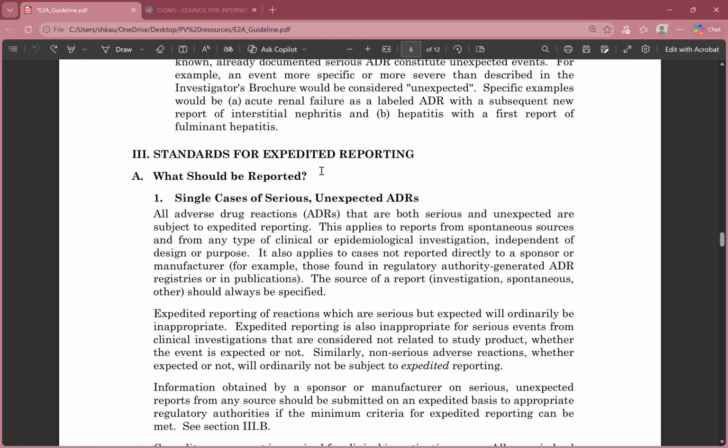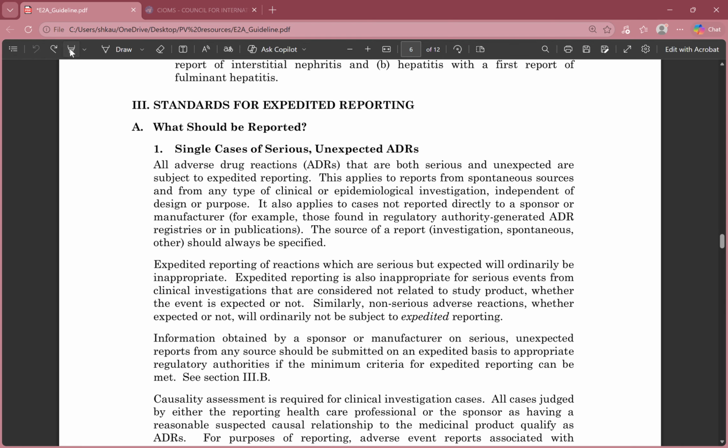First and foremost, what is expedited reporting? The term expedited is used for rapid submission. Rapid submission is majorly in the cases of serious unexpected adverse drug reactions, generally referred to as SUSARs, right? We have discussed expectedness and unexpectedness in the previous videos, but an unexpected reaction is one whose nature or severity is not consistent with the product information, such as the investigator brochure that we have. So in this video we are going to discuss this in detail.